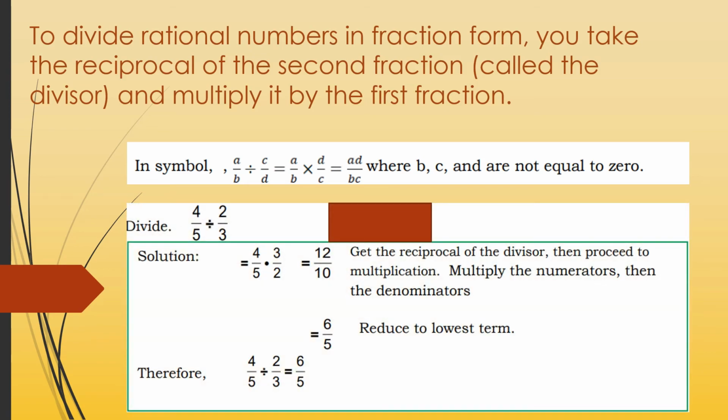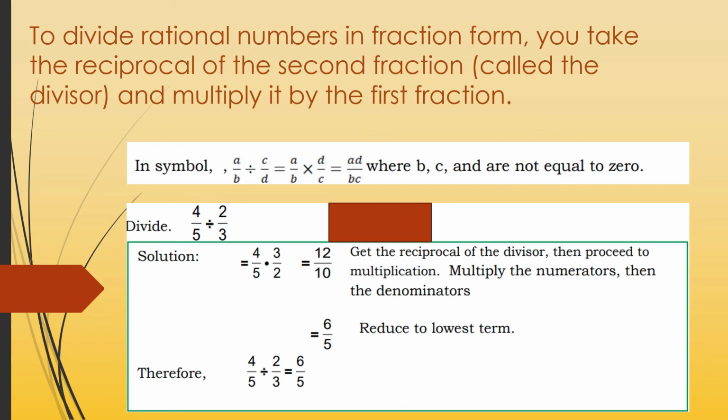So let us have this example. 4 over 5 divided by 2 over 3. So this is our solution. First, get the reciprocal of the divisor. Our divisor here is 2 over 3, or the second fraction. Then proceed to multiplication. Multiply the numerators, then the denominators. So 4 times 3 is equal to 12. 5 times 2 is equal to 10.